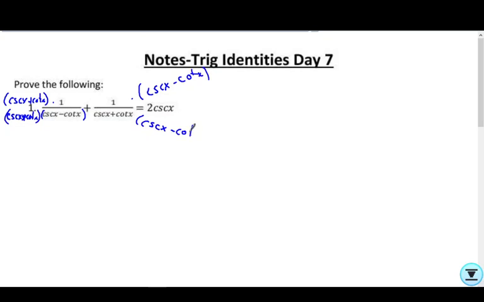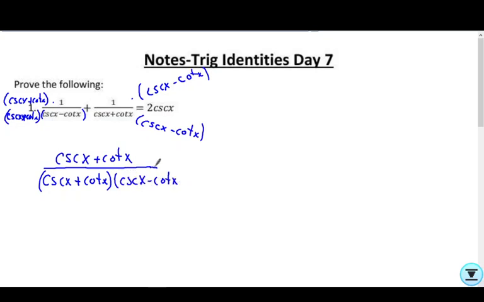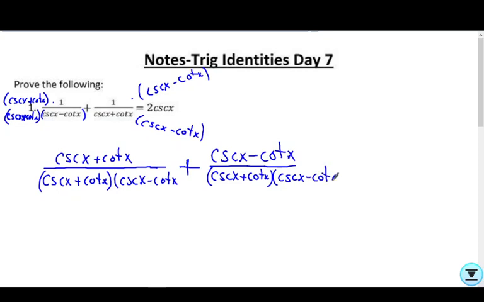Now, if you haven't noticed, these are also conjugates of each other. So that'll help play out things in just a minute. So we get cosecant x plus cotangent x over cosecant x plus cotangent x times cosecant x minus cotangent x, plus the other fraction, cosecant x minus cotangent x over cosecant x plus cotangent x times cosecant x minus cotangent x. Okay, so now we've got common denominators. Now we can add them.